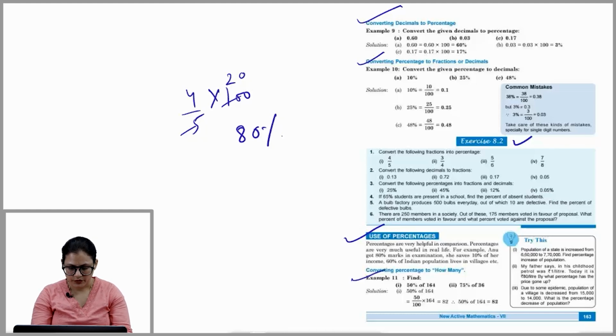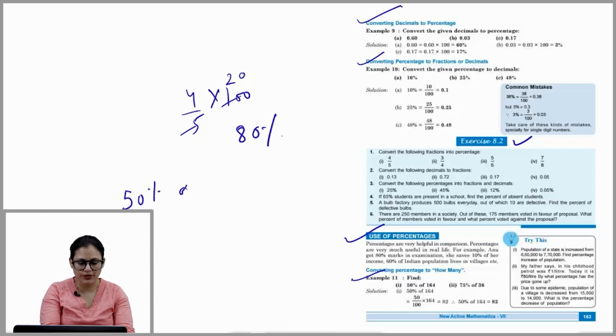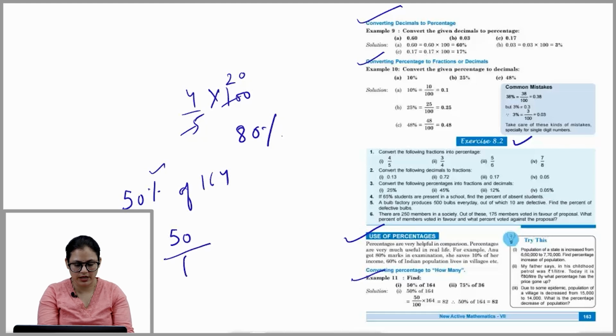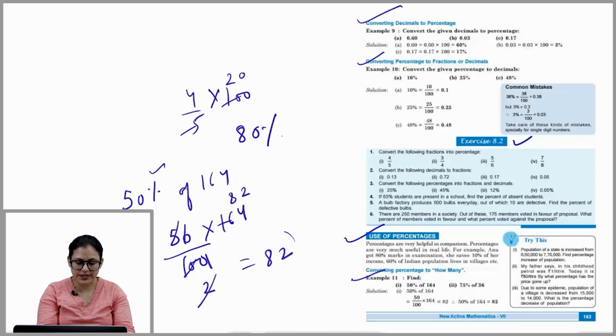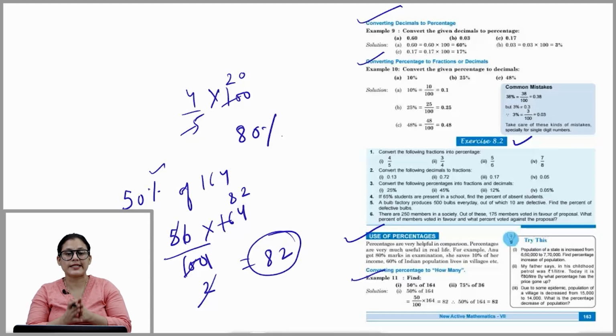Example is, find 50% of 164. Okay, 50% of 164. "Of" means multiply. First, to remove the percentage sign, you will divide by 100. Then of 164. 0 0 goes, 5 1s are 5, 5 2s are 10. Now 2 8s are 16, 2 2s are 4. So 82. 50% of 164 is 82, right?